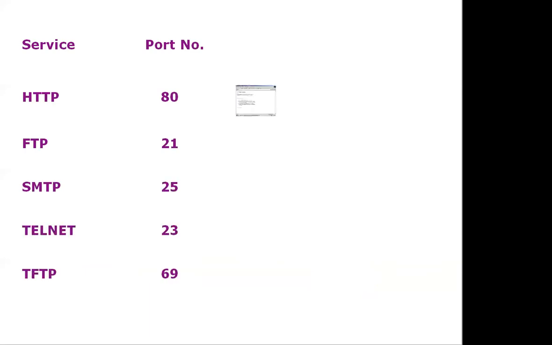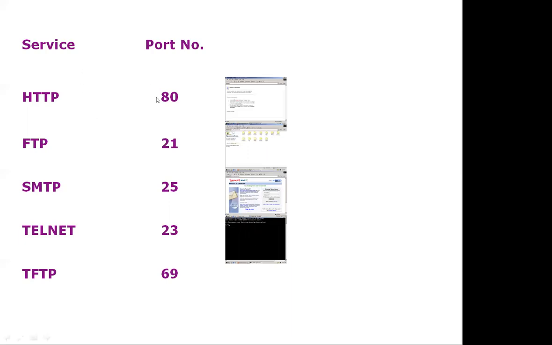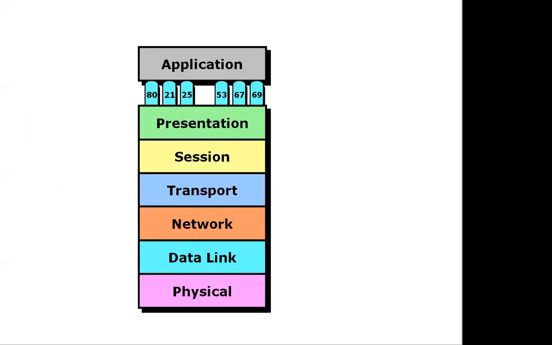So if we have so many network services like HTTP, FTP, SMTP, Telnet, TFTP, and other network services, the application layer listens to those requests on port numbers. That's why it is also known as the software layer. Okay, so this is the part of the application layer. Now, when the data goes from layer 7 to layer 6, it comes with port numbers: port number 80, 21, 25, 53, 67, and 69.